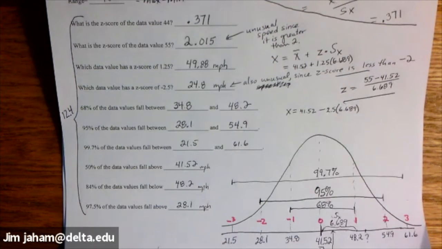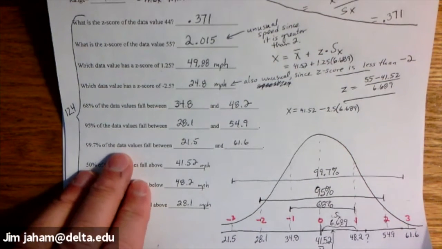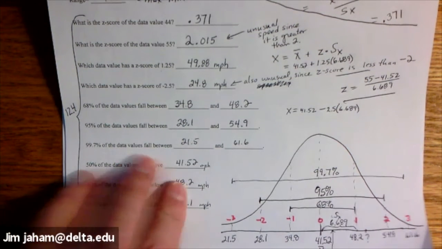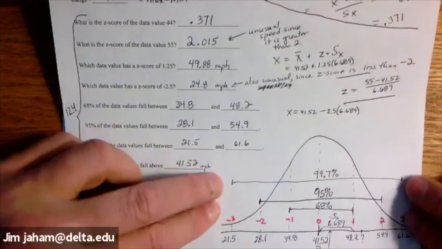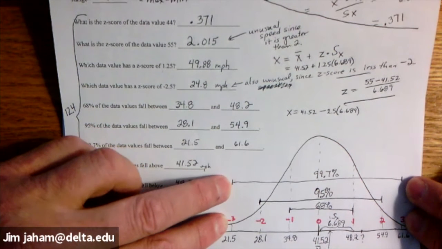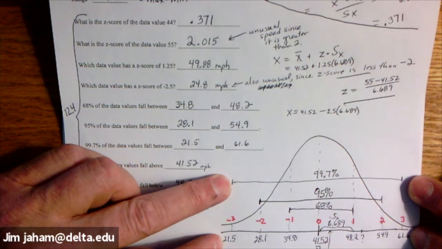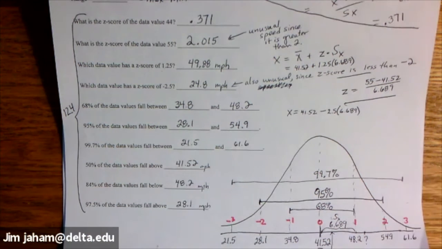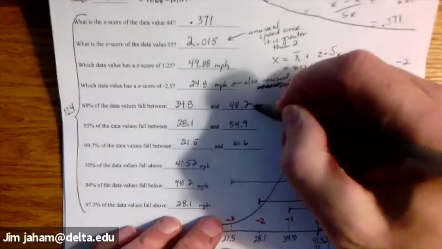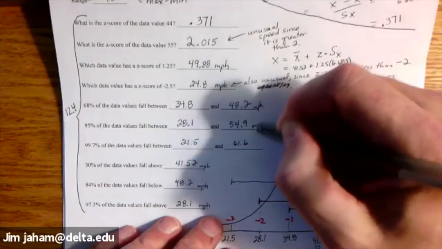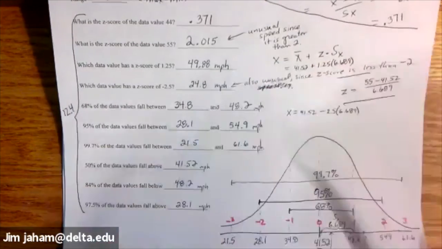And then we just go one more standard deviation out. 99.7% fall between 3 standard deviations. So in this range, we're going to go from this 21.5 to the 61.6. And I didn't write it here, but these are all horizontal scale values, so they're all miles per hour.